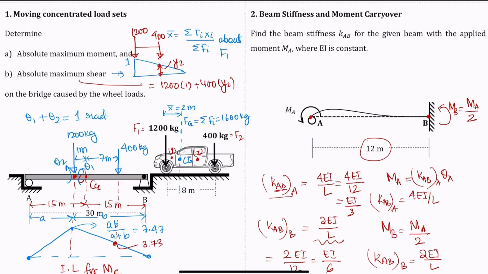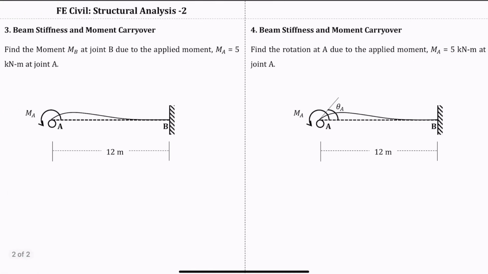Another question that you can expect is, if I apply a moment at a roller support A, which is 5 kilonewton meter, how much of the moment will be carried over to the fixed support B? This will be MB. And we know that MB will be equal to half of the moment applied at joint A carried over to support B. So that means this is 2.5 kilonewton meter.